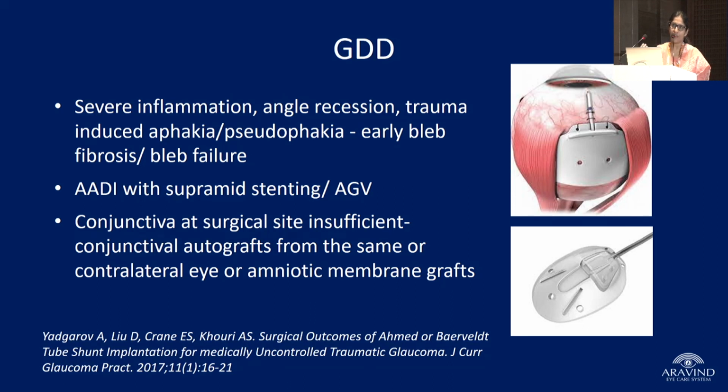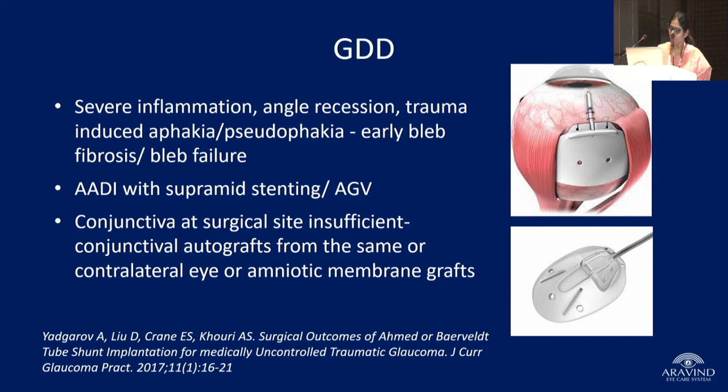There are a lot of variations which are happening in the conjunctival cytology. There are more chances of fibrosis with trabeculectomy. So I prefer to go for a glaucoma drainage device. And my choice would be to go for an Ahmed valve with a supramid stenting. And also you can even use an AGV implant. And we have to remember that the conjunctival closure might not be very adequate depending upon the trauma.